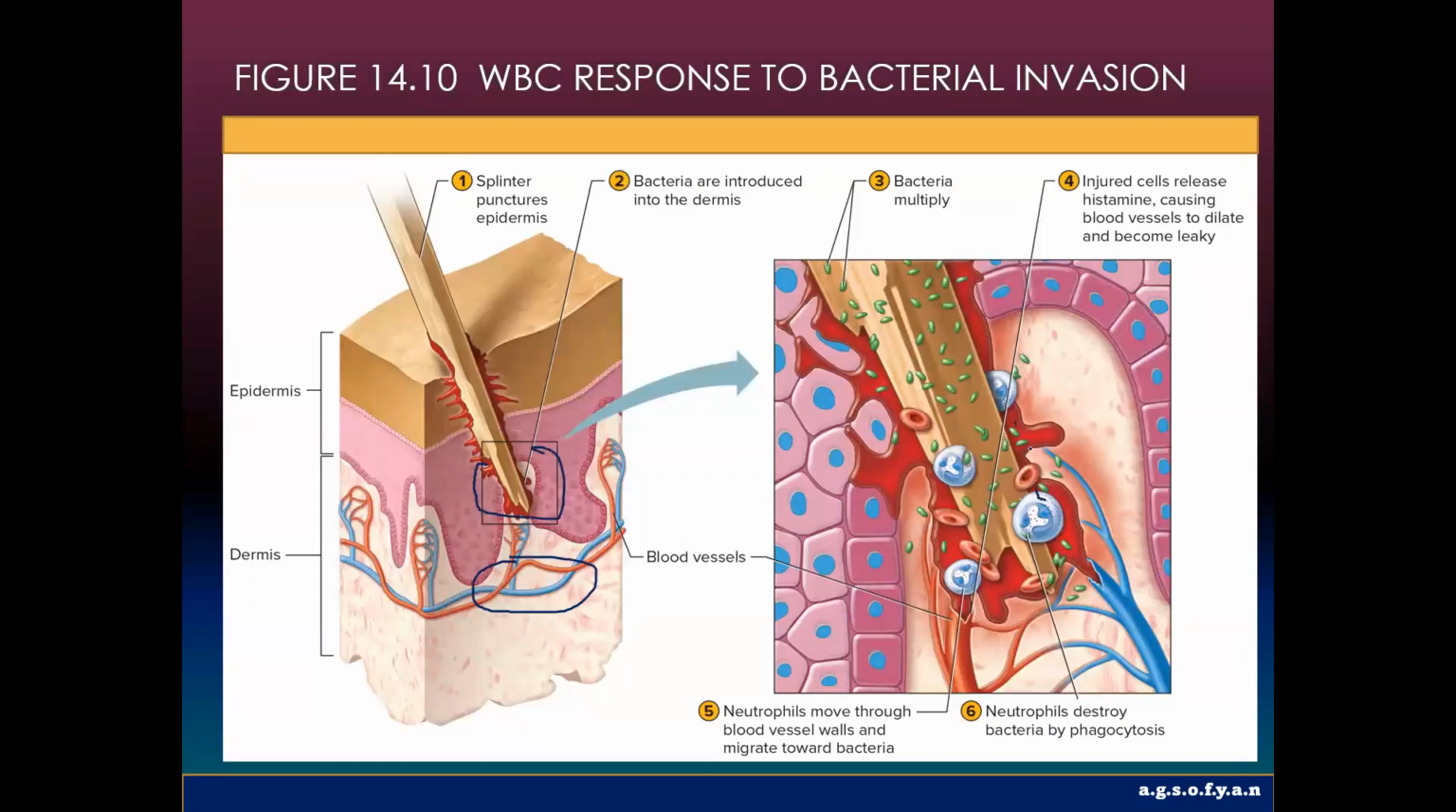So in the damaged area, for example, if we have a splinter or something that punctures our skin, there will be a lot of blood vessels going to this area. Because what? Because these white blood cells will try to kill bacteria that maybe enter because of this skin damage. Okay.